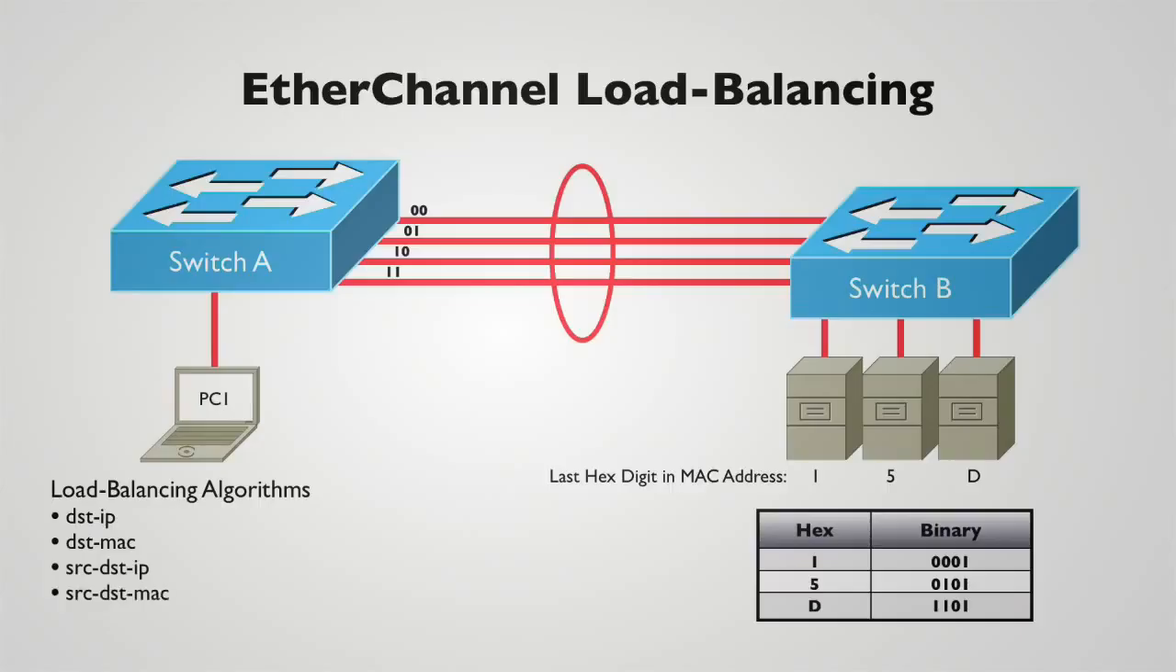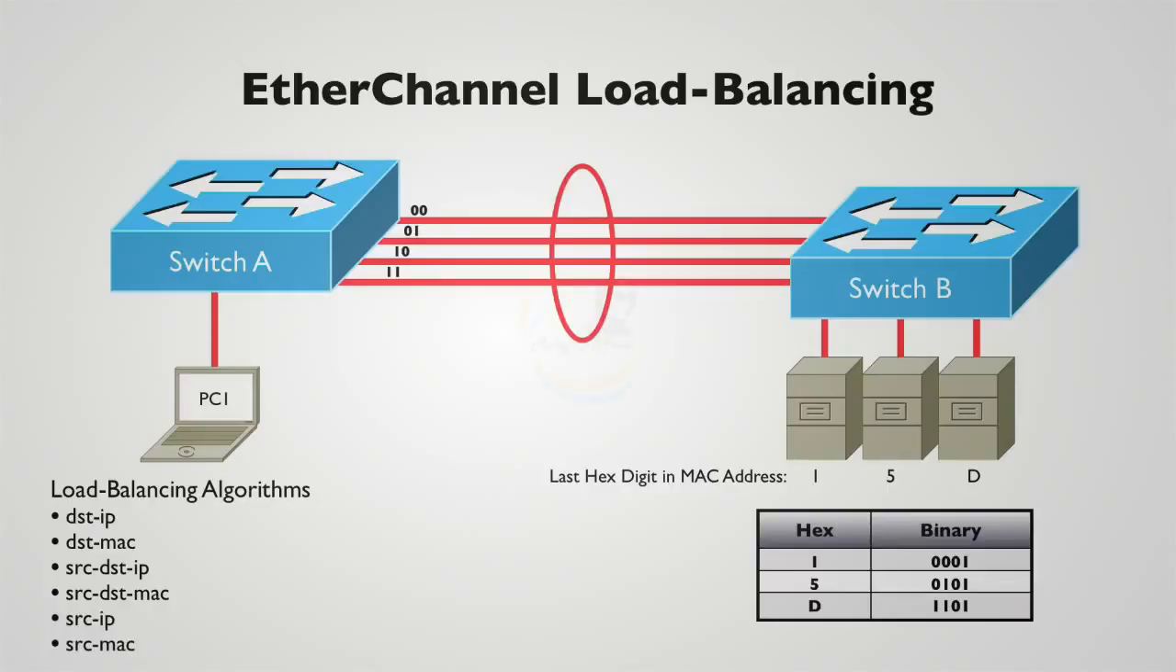What happens is we take the source and destination IP or MAC address, depending on what we select, and we do a Boolean operation on those addresses. We do an exclusive OR on the last 2 bit positions in this case. That way we're considering not just the destination, but we're also considering the source. And just like we had load balancing algorithms that use the destination IP address and destination MAC address, we've also got algorithms that can use the source IP or the source MAC address.